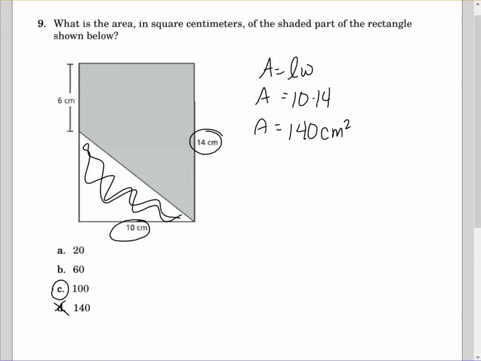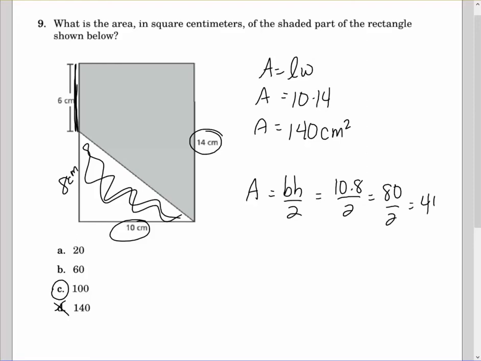If we know this whole side on the right is 14 and we know this little section right here is 6, the missing piece is 8. So this section right here is 8 centimeters. If we find the area of the triangle, area equals base times height divided by 2, or 1/2 base times height, either way you want to do it. So 10 times 8 divided by 2, you're going to get 80 divided by 2, which is 40. Notice they don't have that as a trap answer.